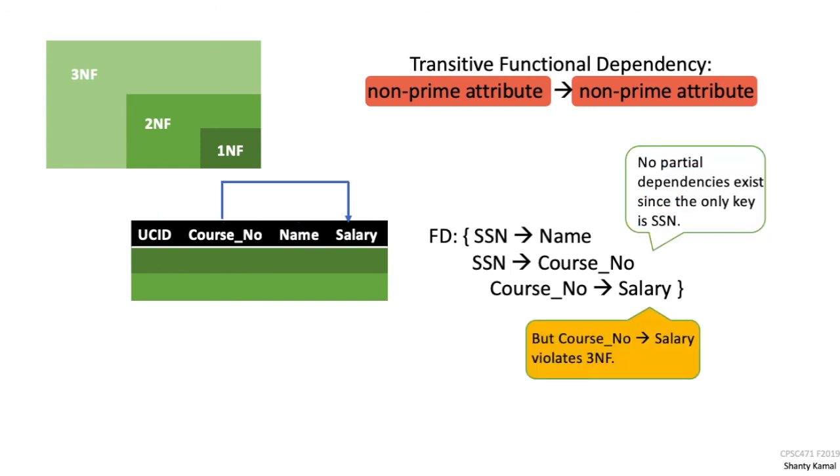However, salary is dependent on course number, which is non-prime, and so this is not in the third normal form.